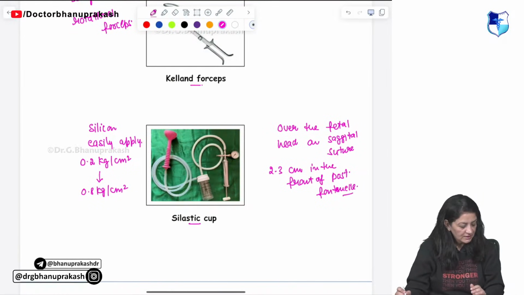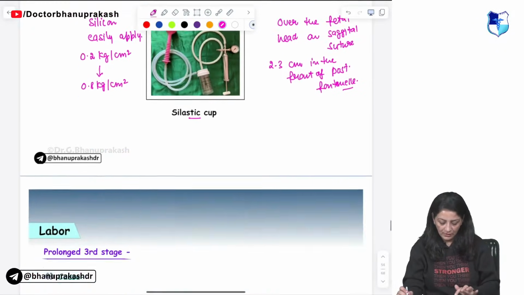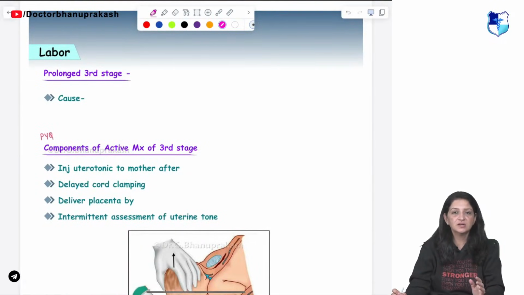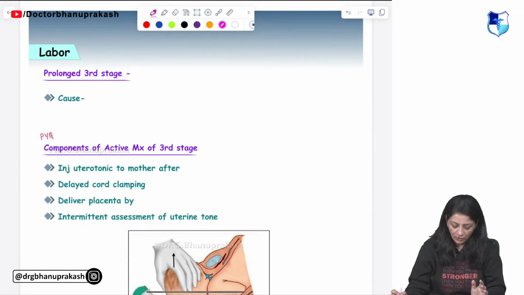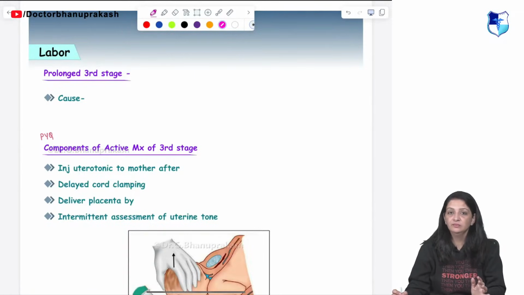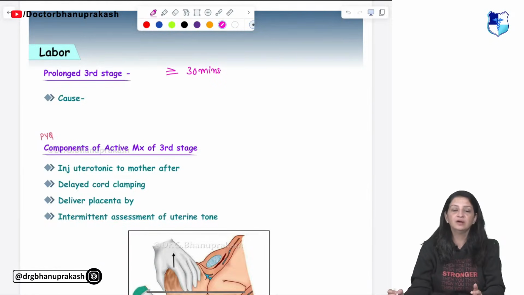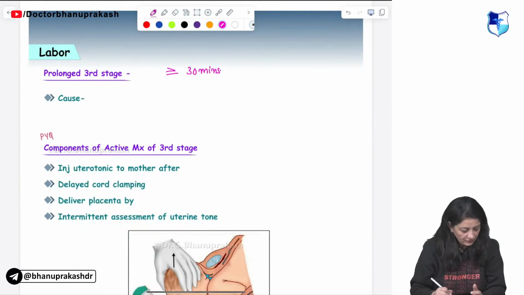So these are elastic cups. Now, prolonged third stage of labor. The normal duration of third stage is around 15 minutes. Maximum is around 30 minutes. With active management it is only 5 minutes. Prolonged means if the duration is more than or equal to 30 minutes, it is called prolonged third stage of labor. What are the causes?